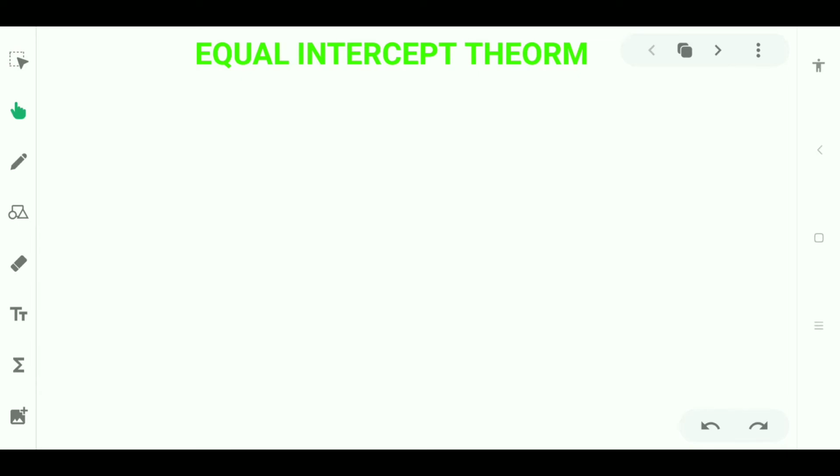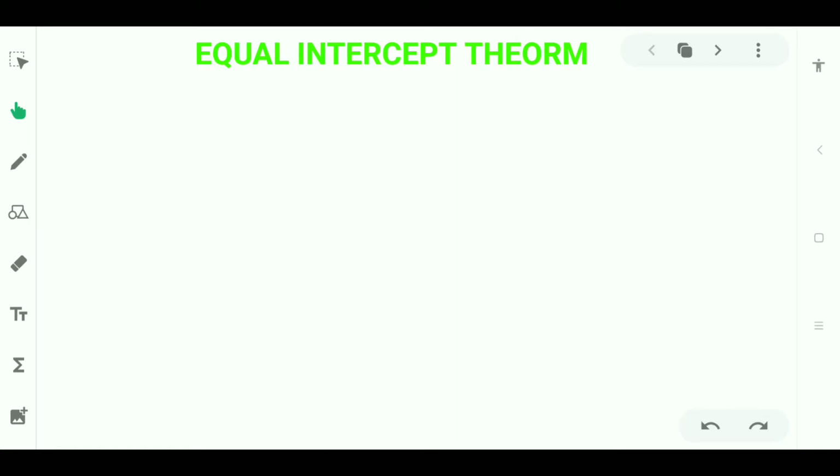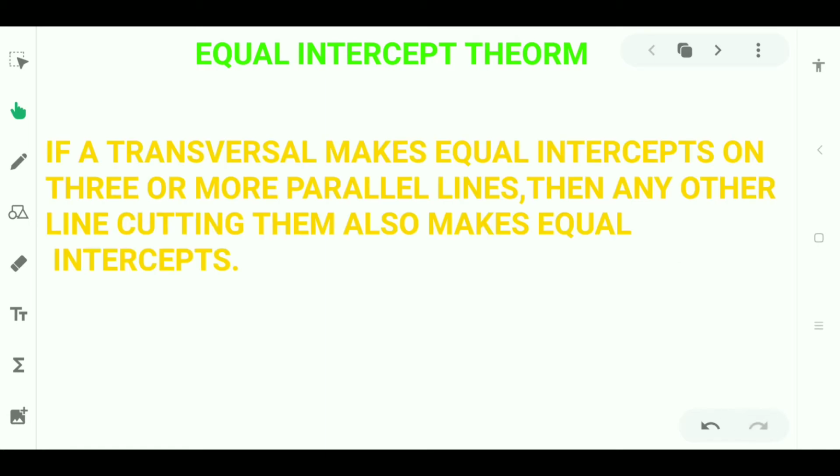So let us have a look at what the equal intercept theorem is. You can see the theorem here. If a transversal makes equal intercepts on 3 or more parallel lines, then any other line cutting them also makes equal intercepts.